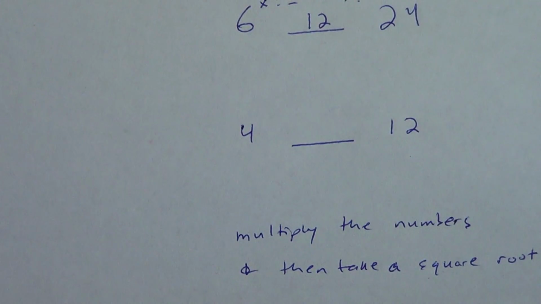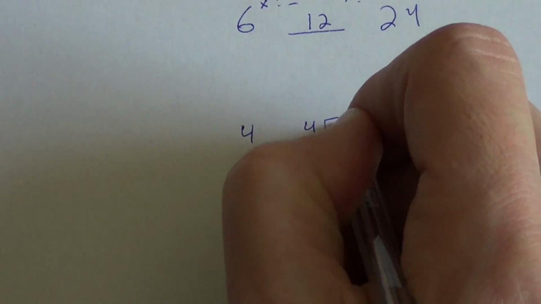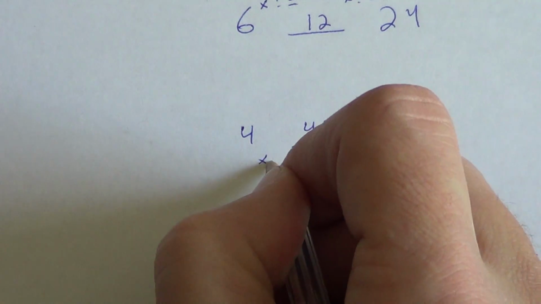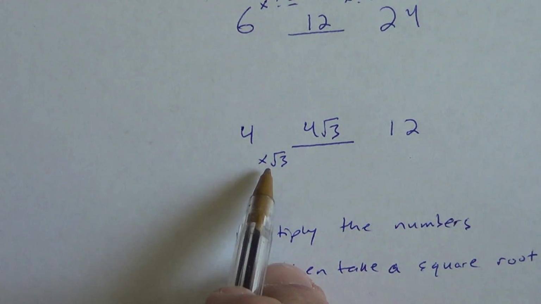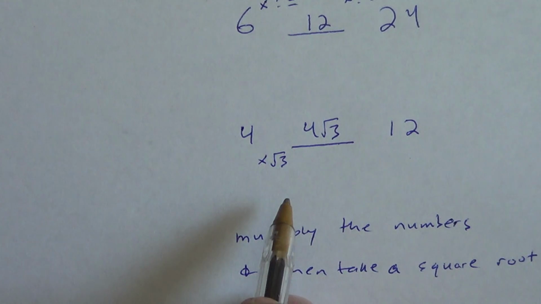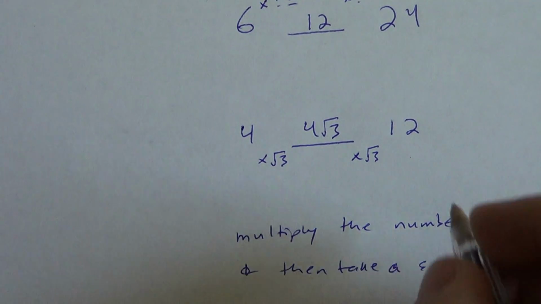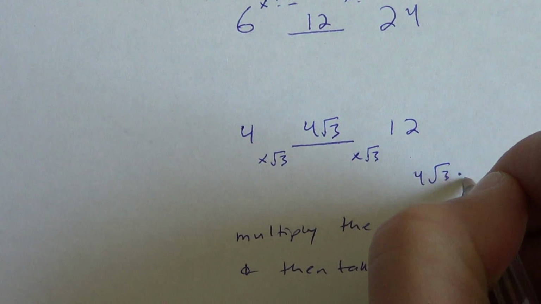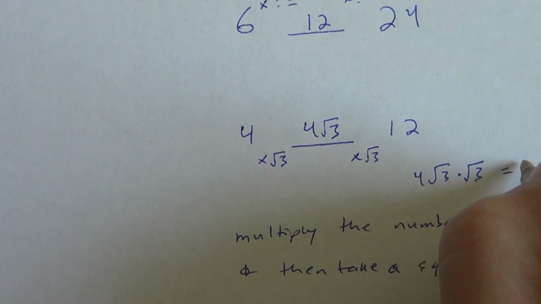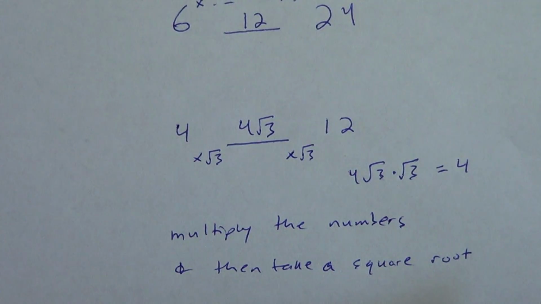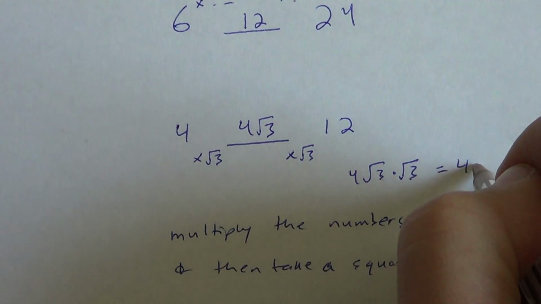Well, let's look back up here at this. So 4 root 3 is right here. How do I get from 4 to 4 root 3? I multiply by root 3. 4 times root 3 is 4 root 3. And then I'm going to multiply by root 3. 4 root 3 times root 3 is root 9, and the square root of 9 is 3.